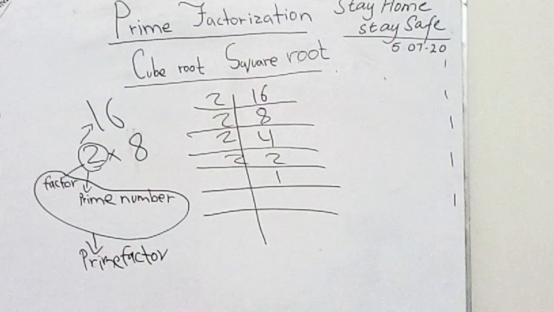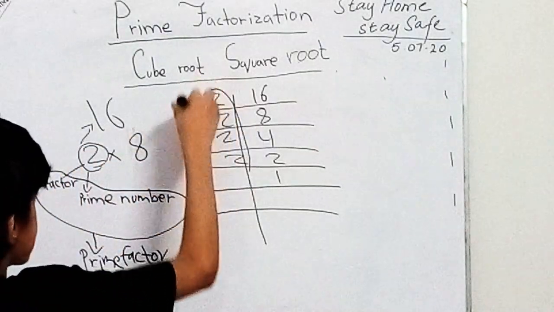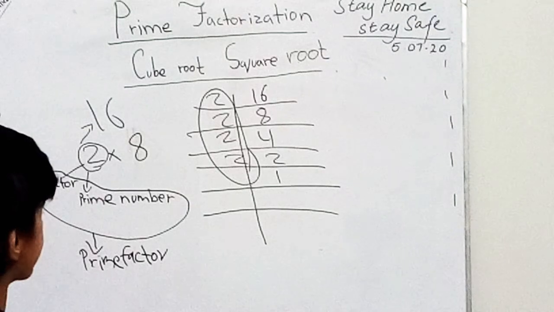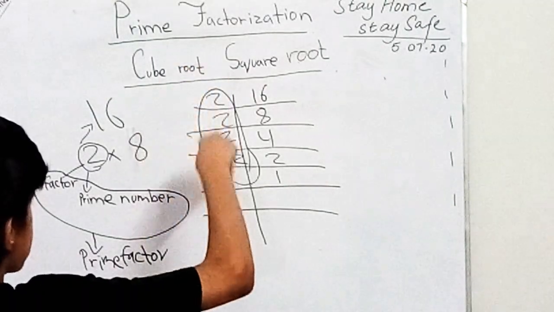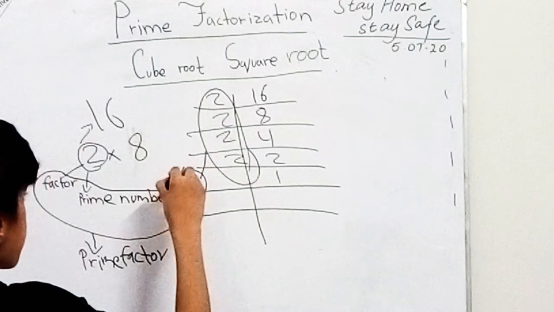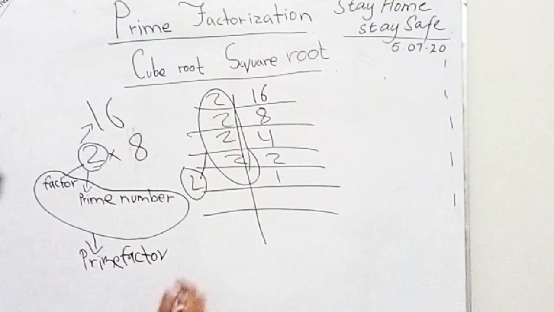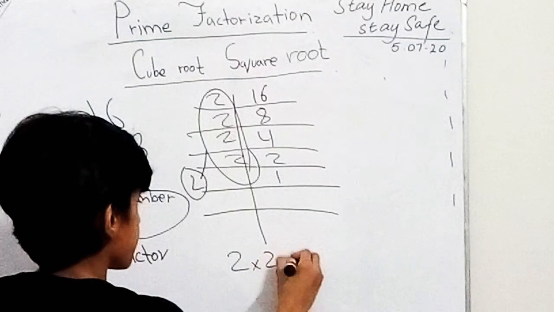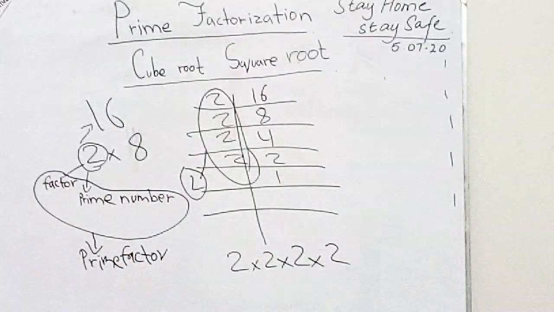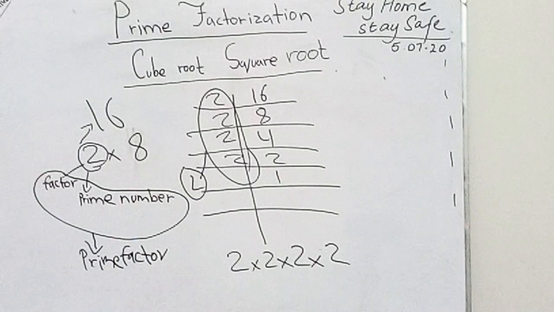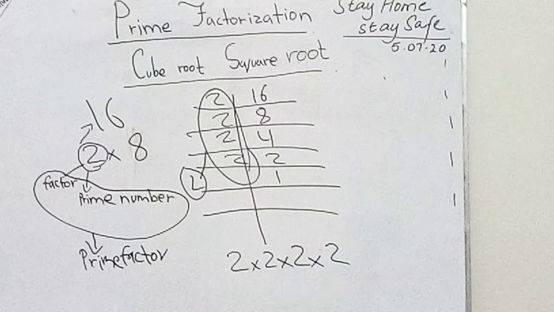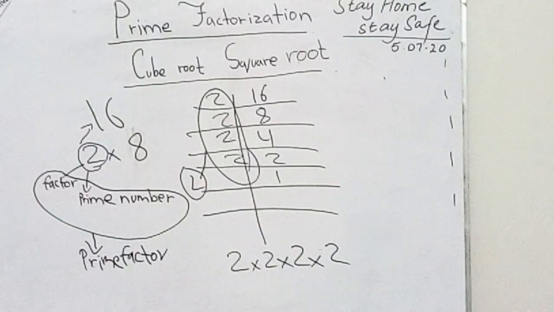Okay, we found 4 factors which are the same. You only have to find the prime factors, not the other factors which are composite, only the prime factors. So we found 4 prime factors, all of them 2. Now we will write them all over here: 2 multiplied by 2, multiplied by 2, multiplied by 2. This is called the factorization of the number 16.